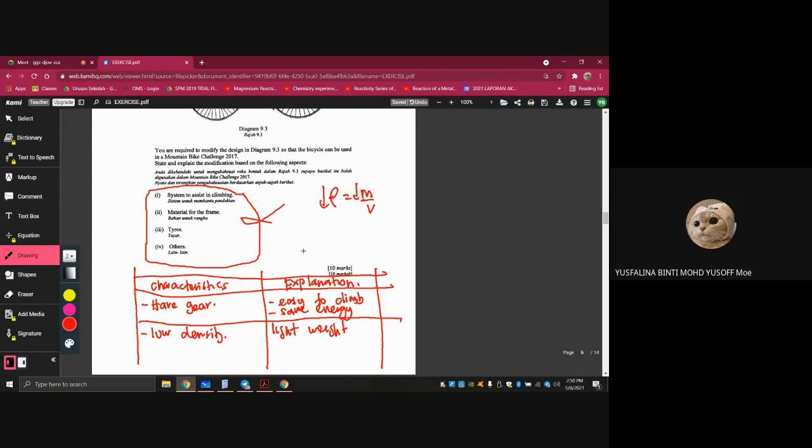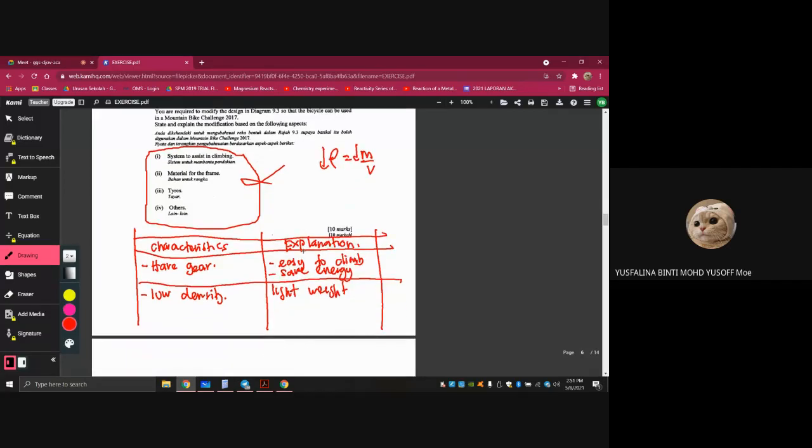If I want something heavy, I put high density for the characteristic, and the explanation is that it has a heavier mass. So, low density, lightweight. Very good. And we can say it is strong. Strong can also be used as a characteristic. Why do you want it to be strong? When it's strong, it is long lasting.